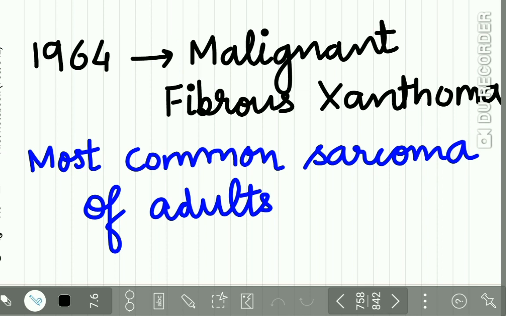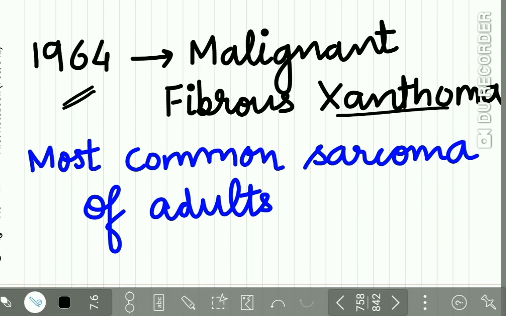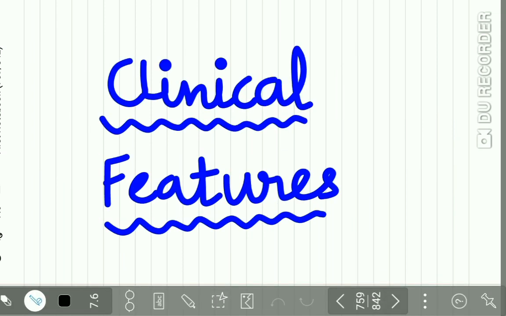So malignant fibrous histiocytoma or MFH was first described in 1964 as the malignant fibrous xanthoma. It is the most common sarcoma of adults. The oral and maxillofacial sites are seldom involved. However, the tumor mostly occurs in the soft tissues of the extremities and the retroperitoneum.